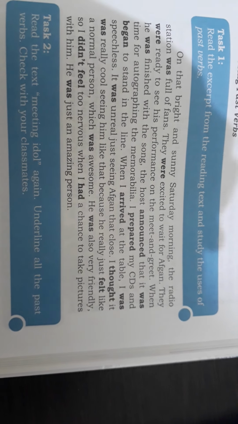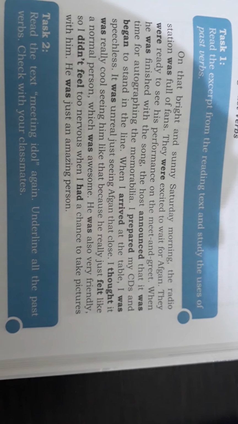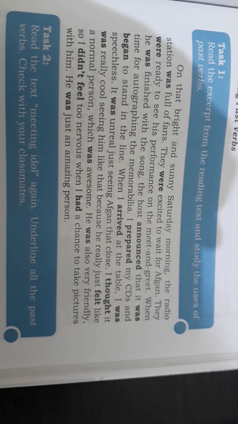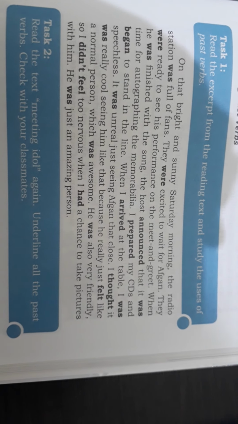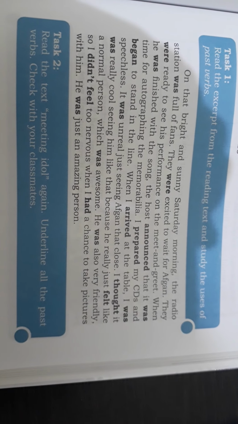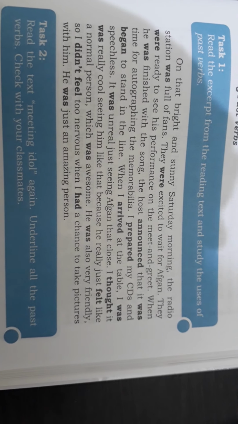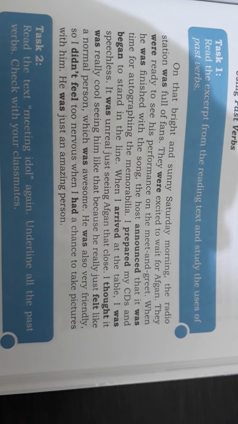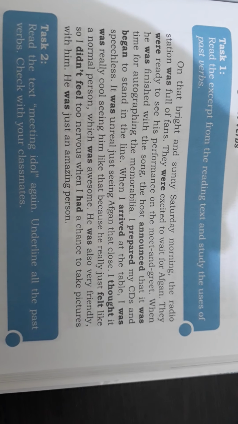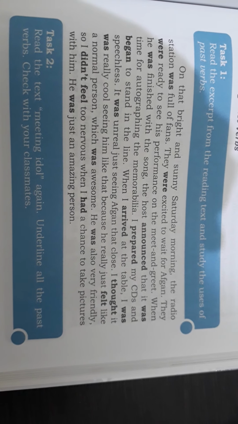And then the next one, "I had a chance." I had, you don't see was or were, so this is action. Had here is verb 2, irregular. And then the last one, "he was." Was means to be. So from the beginning we can see was, were, were, and was repeated again and again until the last one.